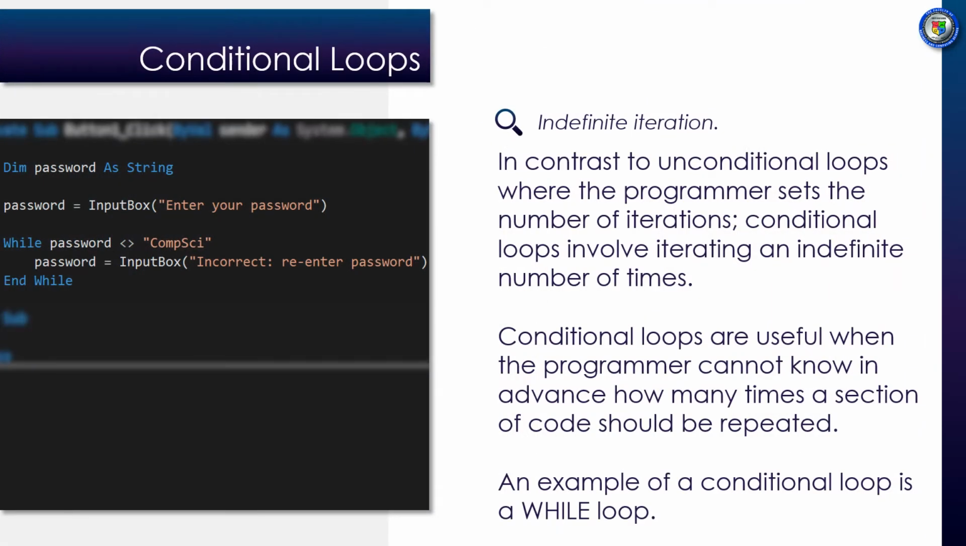We previously learned about unconditional loops. This is where the programmer sets the number of iterations. Conditional loops involve iterating an indefinite number of times. This is when the programmer does not know how many iterations or how many times a section of code must be repeated. An example of a conditional loop is a while loop, as shown in our example here.